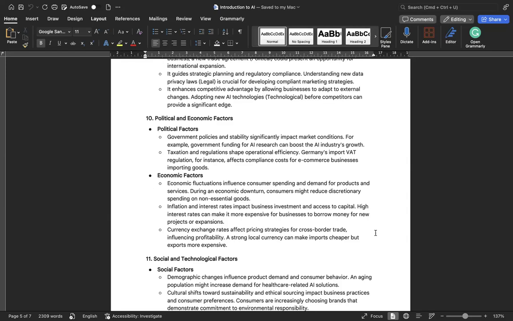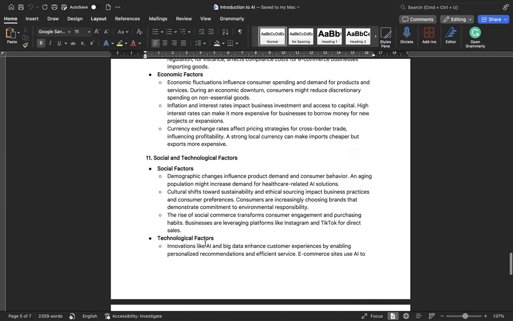Inflation and interest rates impact business investments and access to capital. Sometimes high interest rates can make it more expensive for businesses to borrow money for new projects or expansions. Currency exchange rates affect pricing strategies for cross-border trade, influencing profitability, and a strong local currency can make imports cheaper but exports more expensive as well.